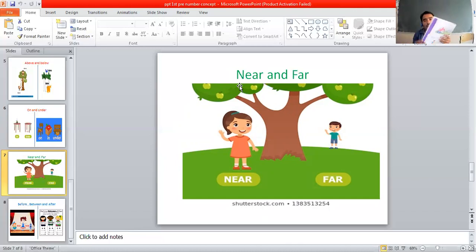So 10th one and 11th one. So you can understand near and far. Near means close, far means distant. Okay, examples have to be read. So that is the main concept, near and far. These are common words, you know.